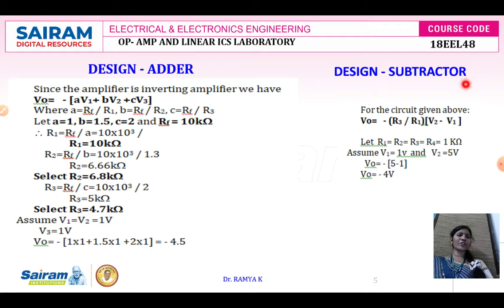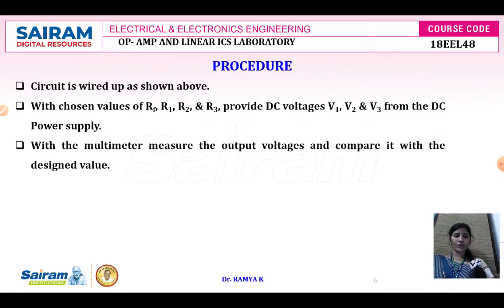For the design of the subtractor circuit, we know that V0 is equal to minus R3 divided by R1 into (V2 minus V1). V2 minus V1 is the difference in voltage between the two terminals, that is, between the inverting terminal and non-inverting terminal. Once it is calculated, the output voltage obtained is minus 4 volt.